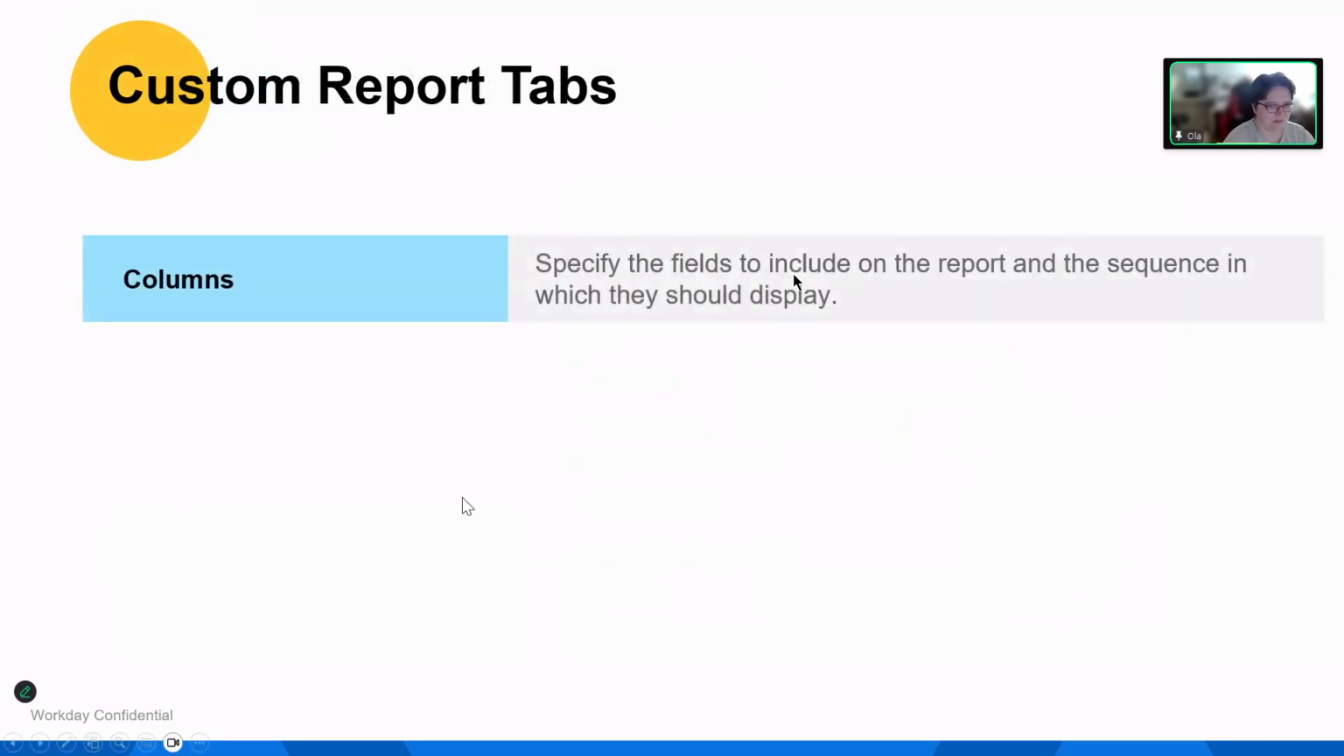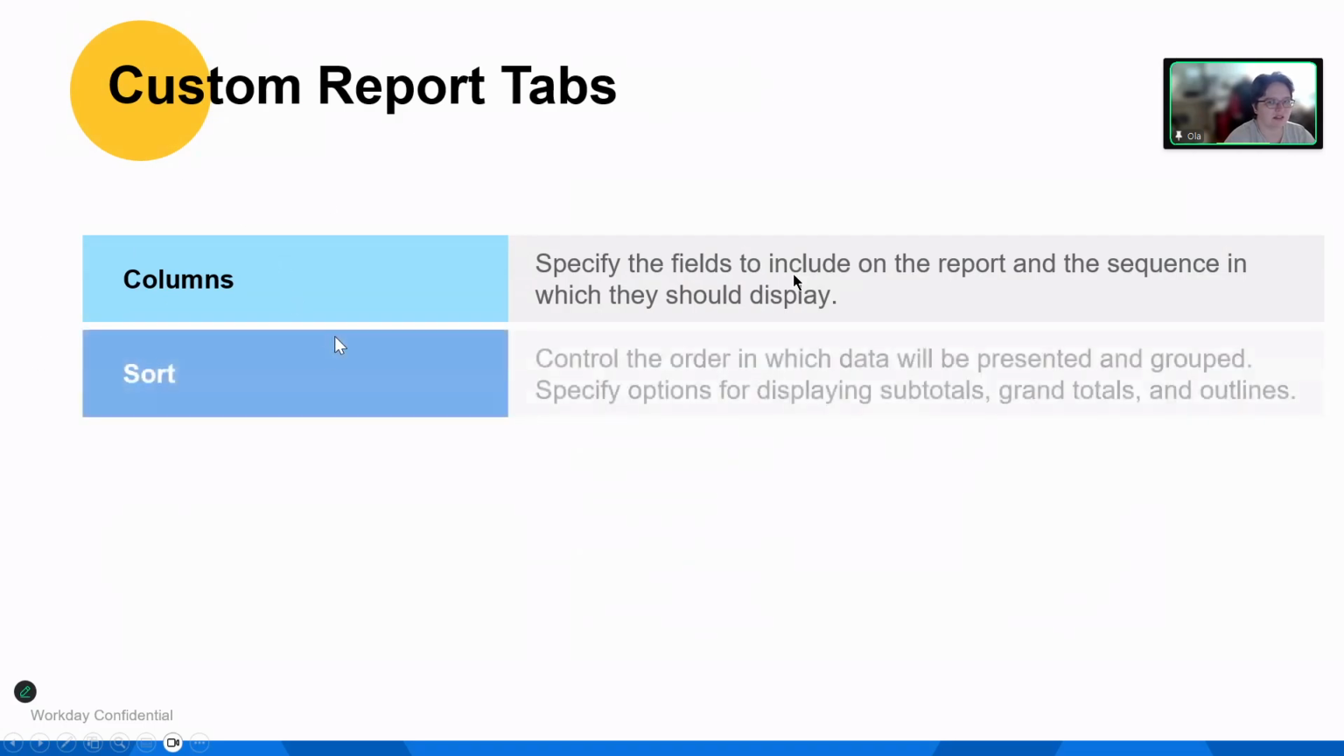What tabs do we have? So far we have seen, I think, two or three. We have seen columns extensively. We have seen sorting a tiny bit, where you can choose alphabetical or logical, descending, ascending. Also in the sorting tab, you can group the data, for example, by supervisory organization to provide the total amount of base pay for the organization.